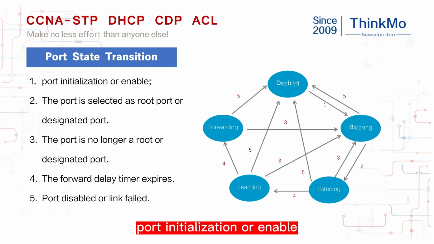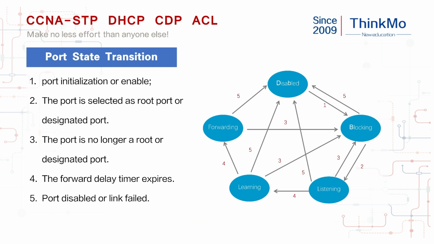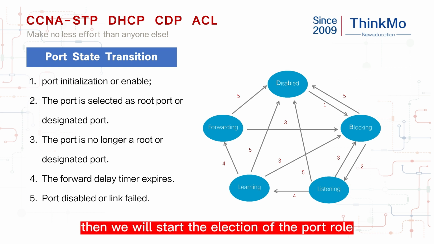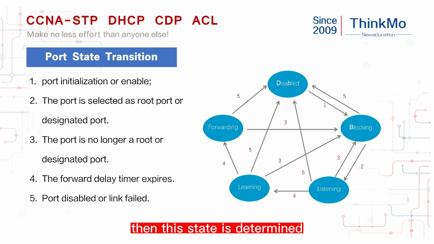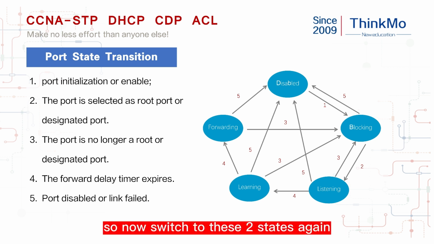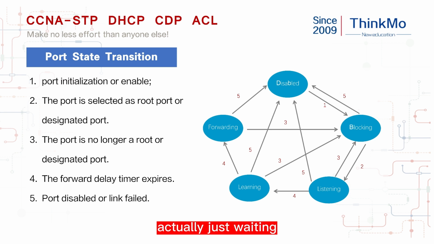Port initialization or enable. Once the reboot is started, STP runs by default. It will become blocking. Then we will start the election of the port role. Select root port and designated port. Then this state is determined. The role has been determined. It is now a root port or a designated port, so it is forwardable. So now it switches through these two states, actually just waiting. No need to calculate. It writes a 3 here. It means if a port is no longer the root port or designated port, it will become blocking.